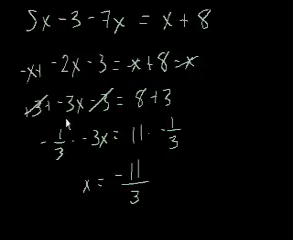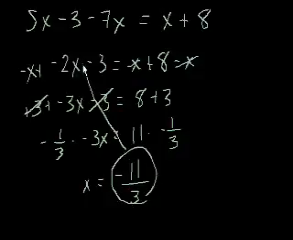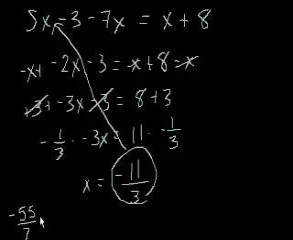Actually, just for fun, let's check this. The cool thing about algebra is if you have enough time, you can always make sure you got the right answer. So we have 5x, so we have 5 times negative 11 over 3. I'm just going to take this and substitute it back into the original equation, and you might want to try that out too. So you have minus 55 over 3. That's just 5 times negative 11 over 3. Minus 3.